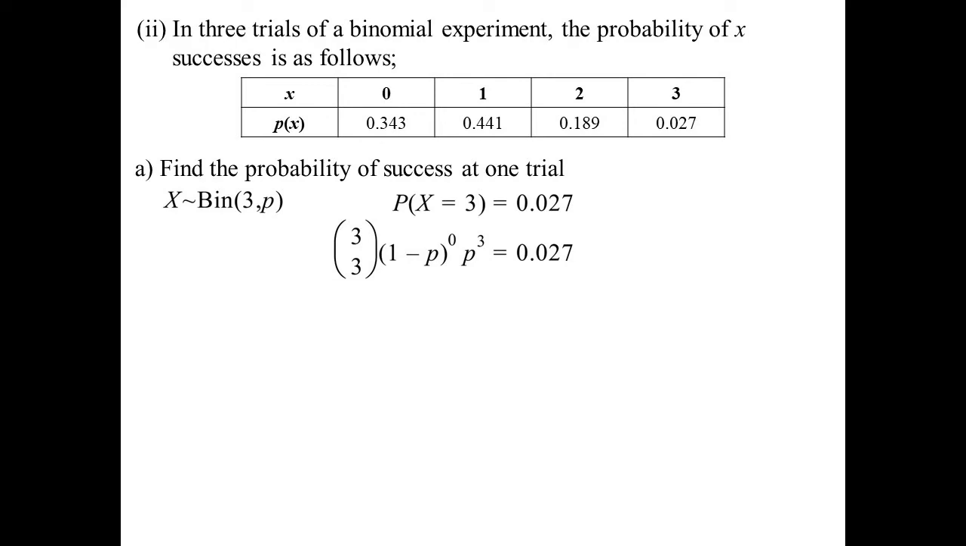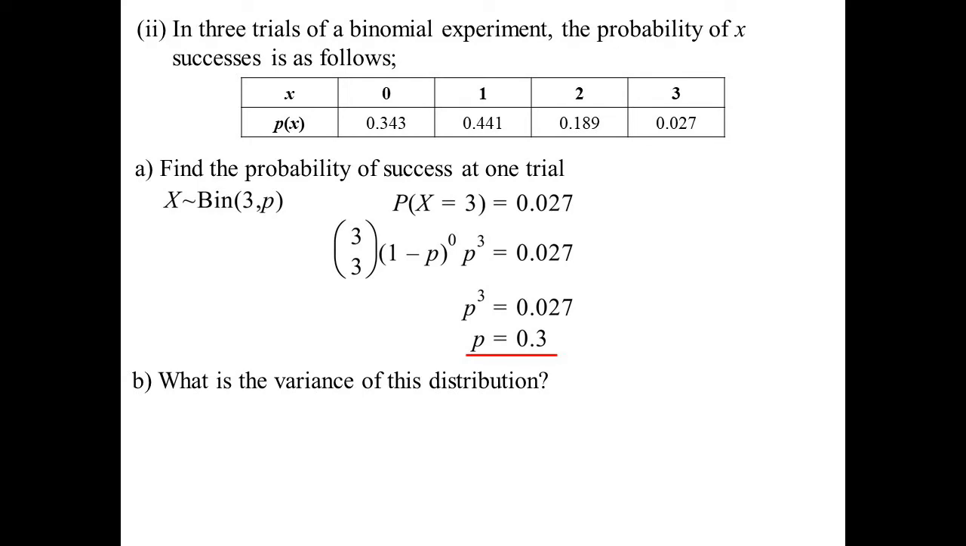Well, using our binomial probability formula, that really is, when you look at it, simply saying p cubed is 0.027. So we can work out p. Cube root of that is 0.3. What would the variance of that distribution be?